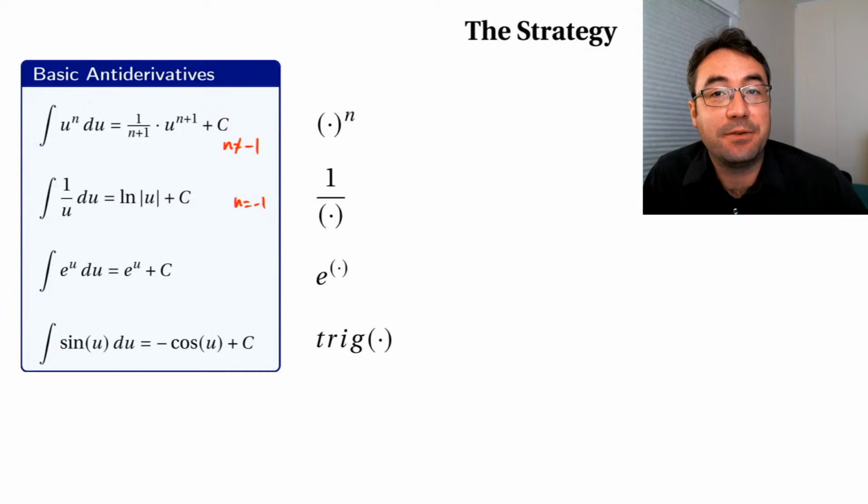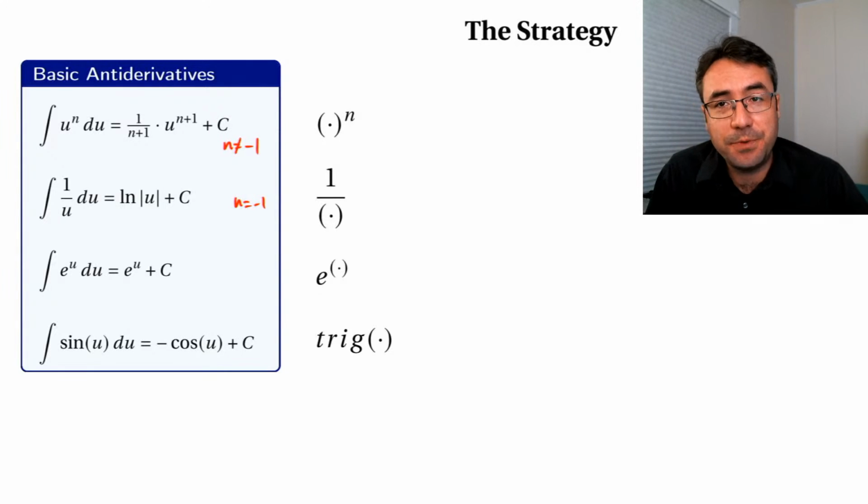So u to the negative 1, the antiderivative of that is natural log absolute value u. Then we also have exponentials. If we have e raised to the power u, the antiderivative is just e raised to the power u. And then we might have trig functions. So something like sine of u, what's the integral of sine of u? Well, it's negative cosine of u.